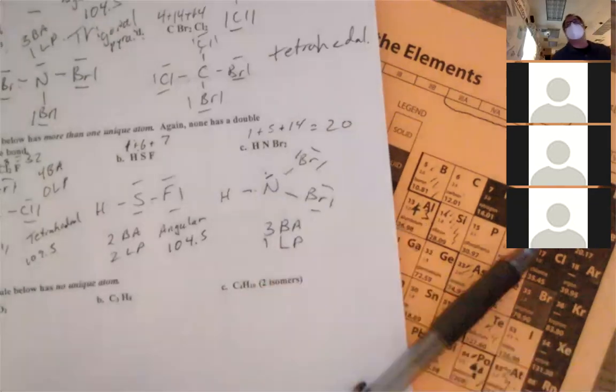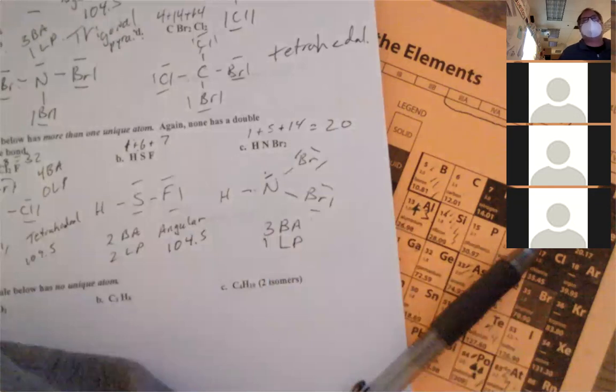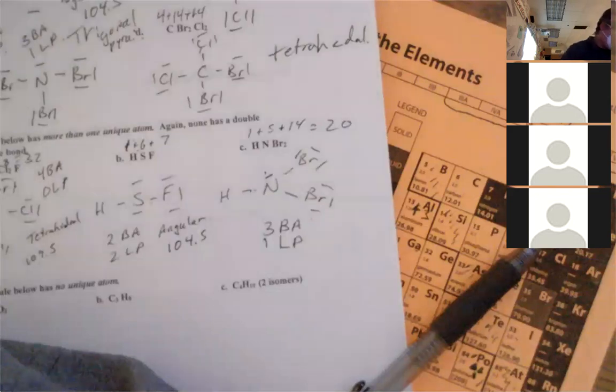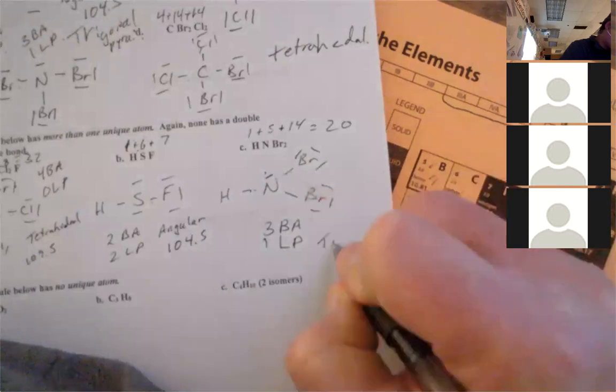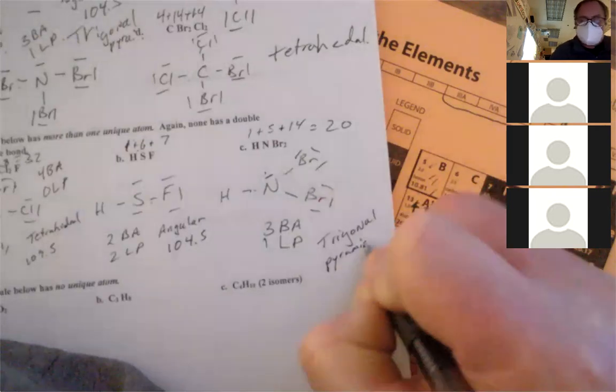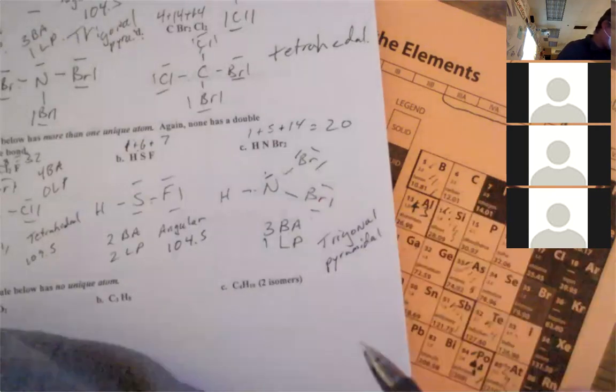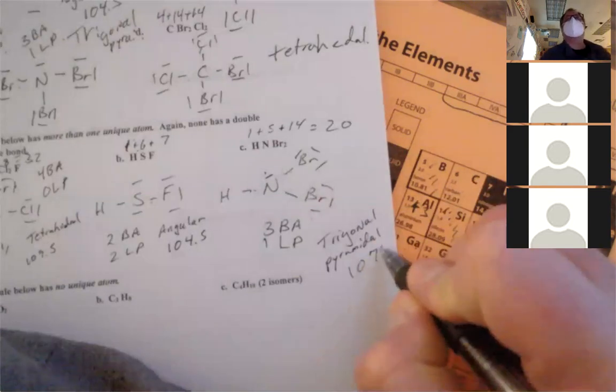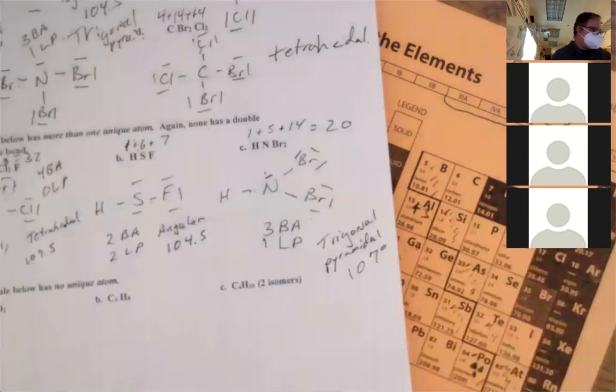Somebody give me the shape of it then. Trigonal pyramidal, very good. Trigonal pyramidal. And the angle? 107 degrees. 107 degrees. Good, good.